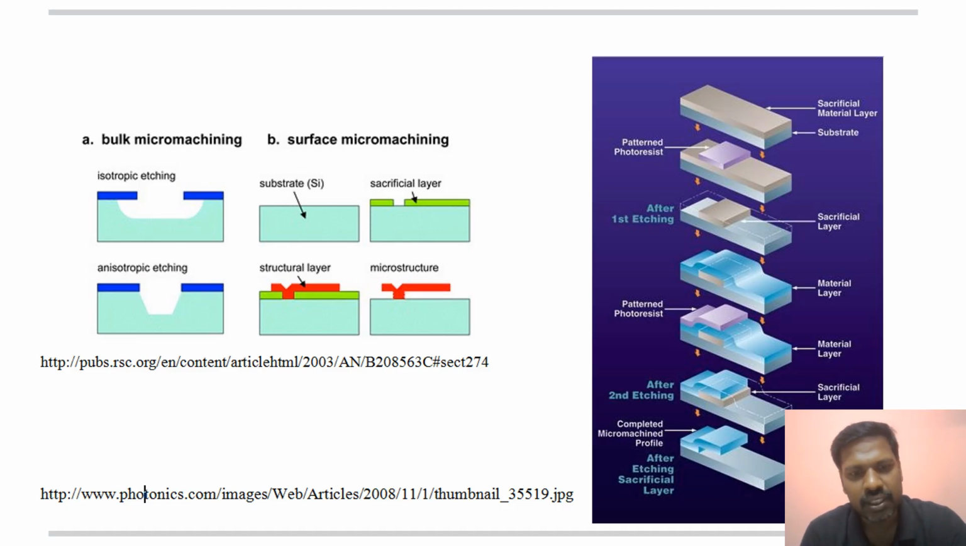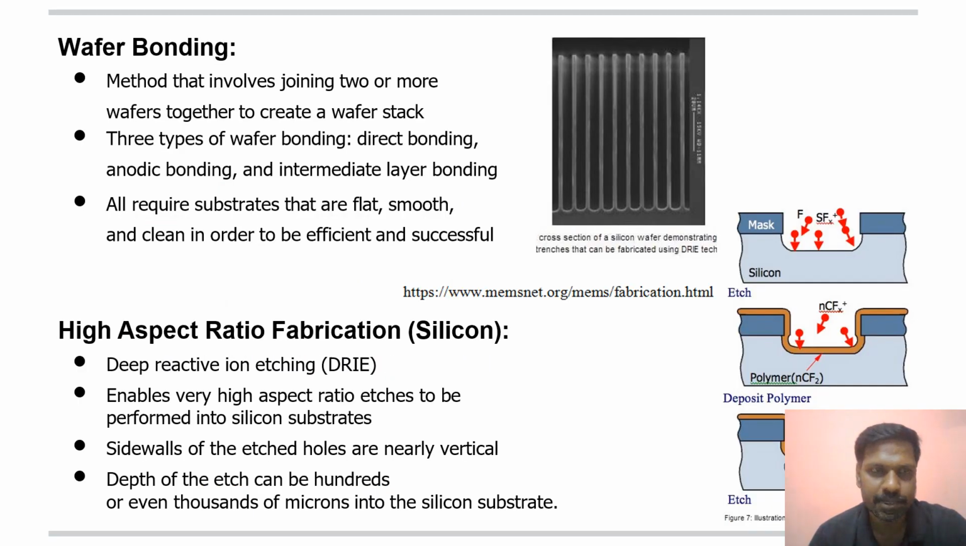fabrication uses a technique called deep reactive ion etching. It allows very deep etching, with nearly vertical sidewalls, and structures hundreds of micrometers deep. This technique is very important for advanced MEMS devices.